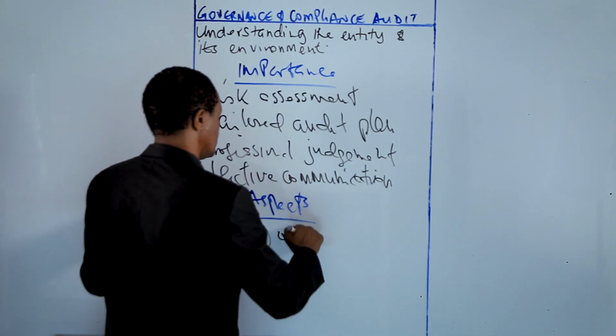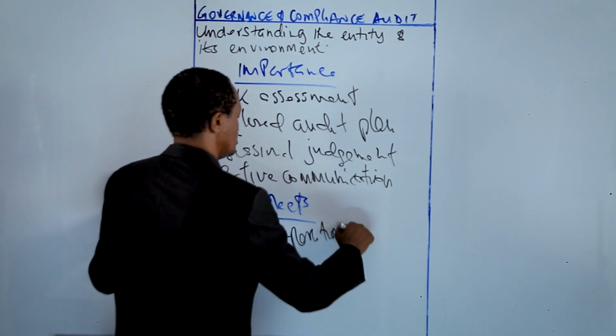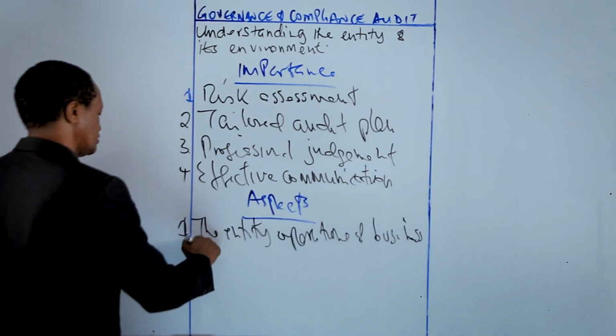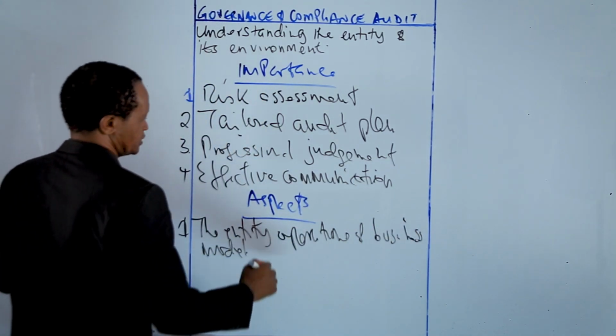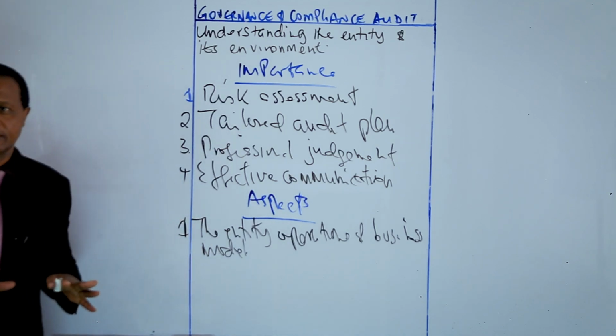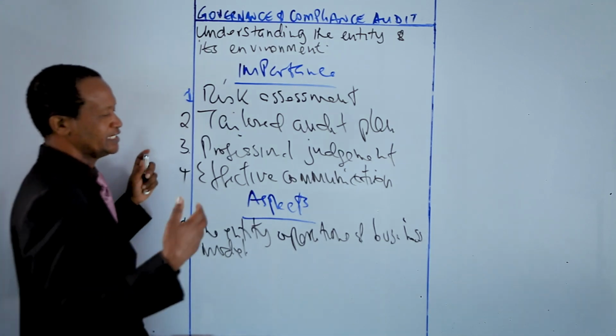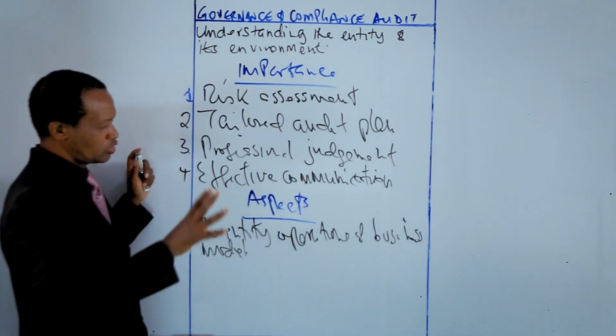The entity's operations and business model is a very important aspect of understanding the entity. What are the products? What services does the entity provide? What is its business model? What are the processes? How does the organization operate? What are its key business processes? Is it procurement? Is it sales? Is it IT? What are its key or core operations?